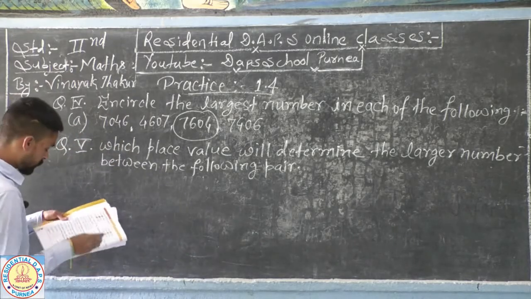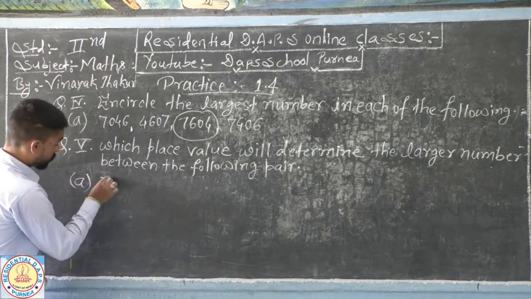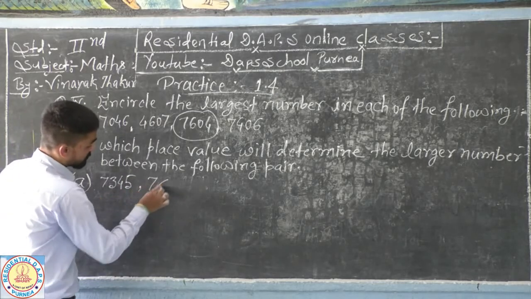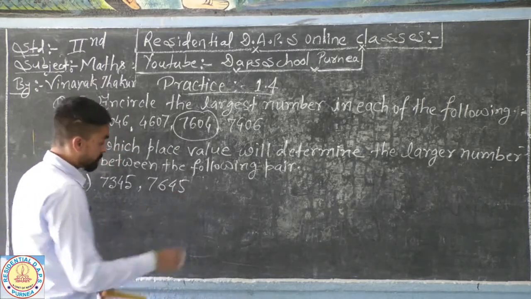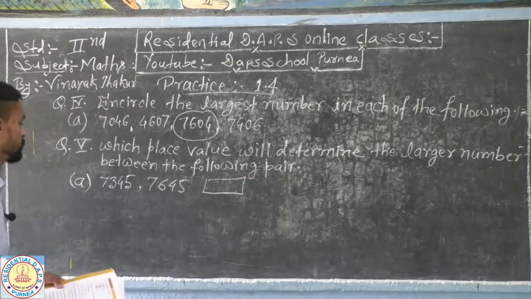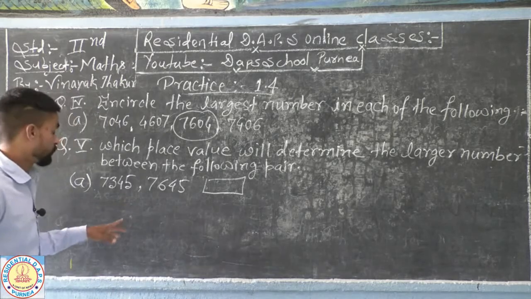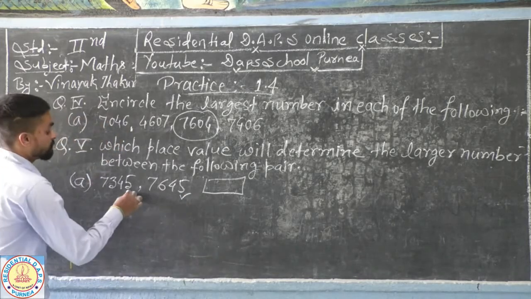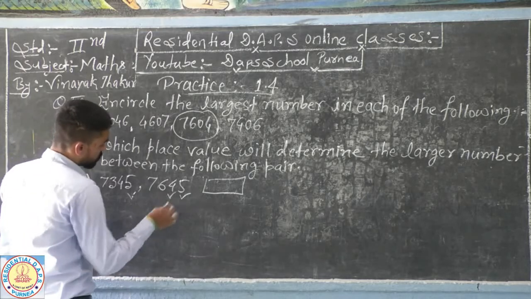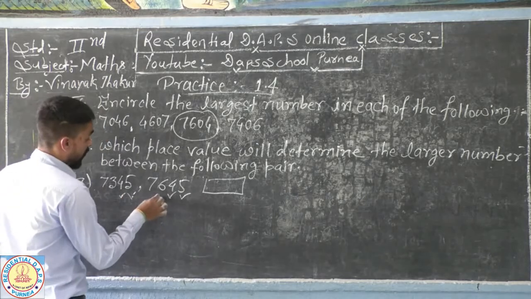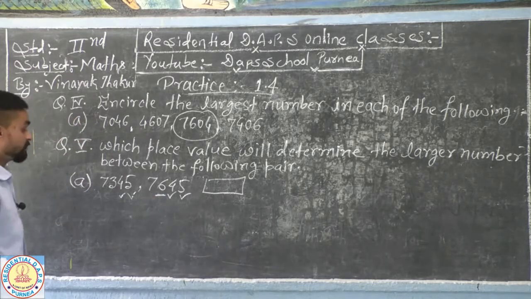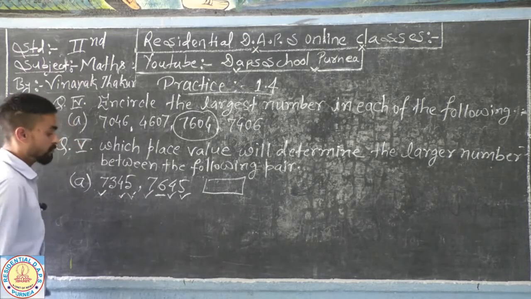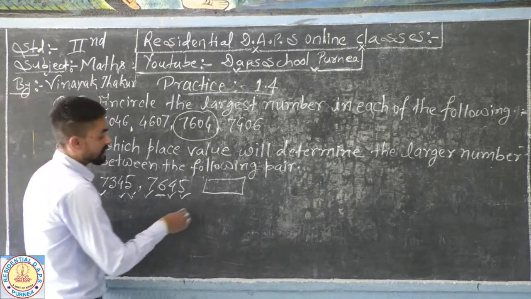If you compare the two numbers, your first number is 3045 and your second one is 7645. These are the two numbers you have been given, and you need to find which place is different. In both numbers you can easily identify that the ones place is 5 in both, the tens place is 4, the hundreds place has different numbers 6 and 3, and the thousands place is again different. So the hundreds place is different.